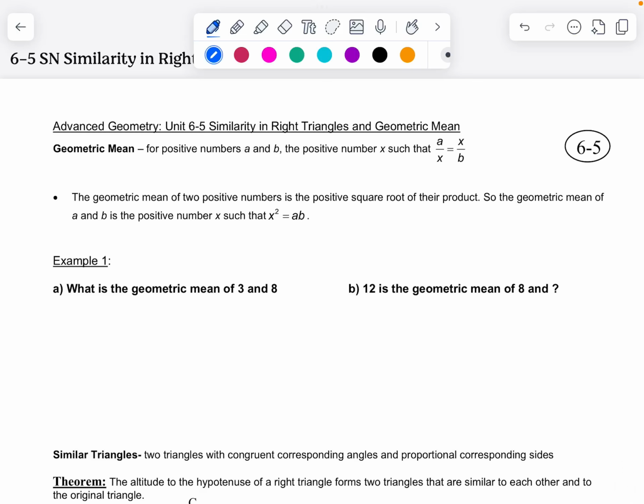Hey guys, I'm here with our lesson on geometric mean and similarity in right triangles. So to understand similarity in right triangles best, we are going to start with geometric mean.